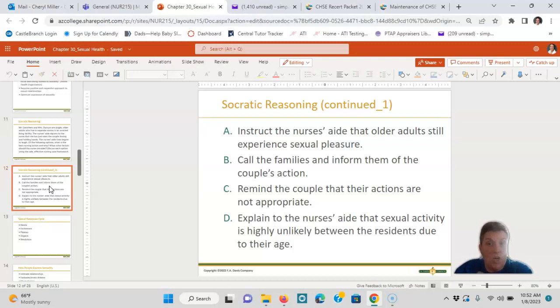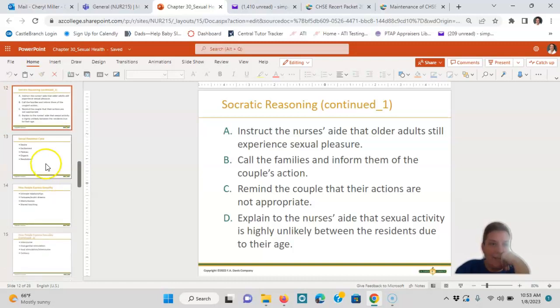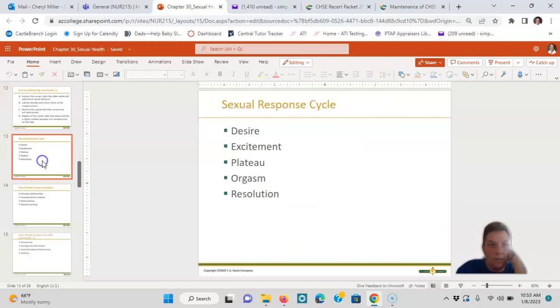I'm definitely not going to call their families. They're over 18, right? Oh my gosh. And I'm not going to tell them they're being inappropriate. And it's not highly unlikely due to their age. Okay? So I'm going to tell the nurse aide that these things still happen and they still have a right to pick and choose whomever they so desire to kiss.